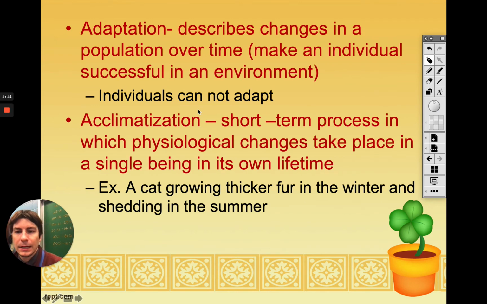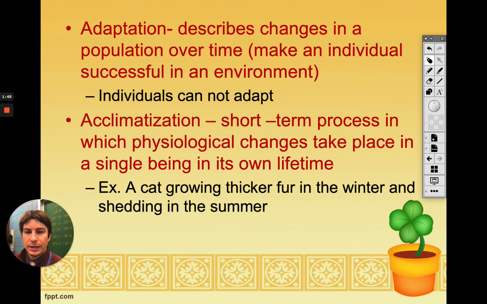We're good there. Now, two different vocab words, adaptation and acclimatization. So acclimatization sounds very intense. It's not. I'll shorten it for you in a minute. Adaptation, so these are traits that are going to make an individual successful at surviving and reproducing in that environment. So individuals cannot adapt, and rather you are given your traits, your adaptations, from the previous generation.